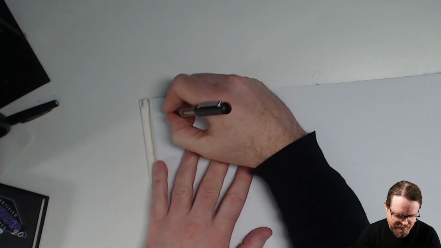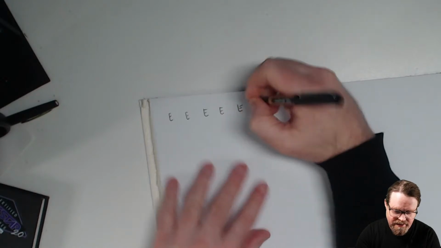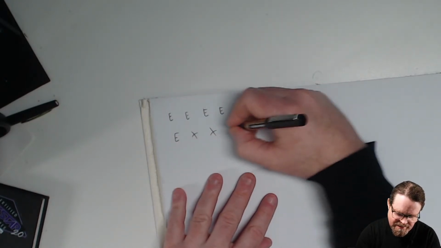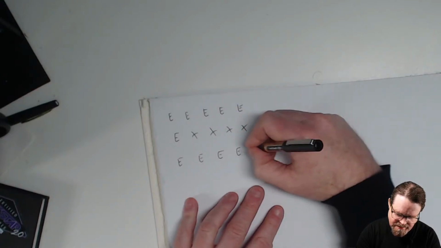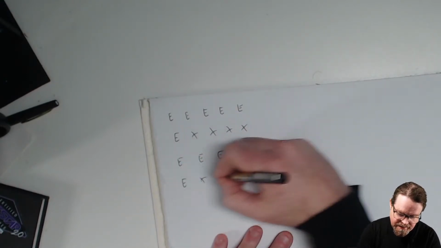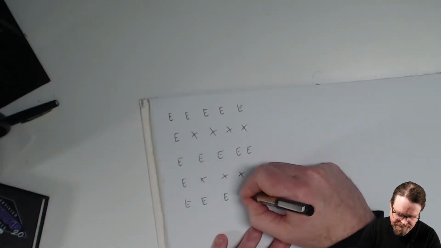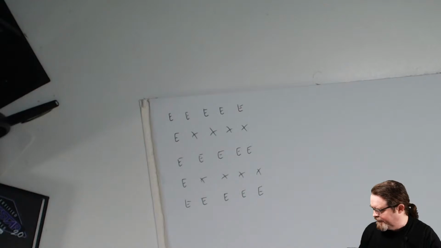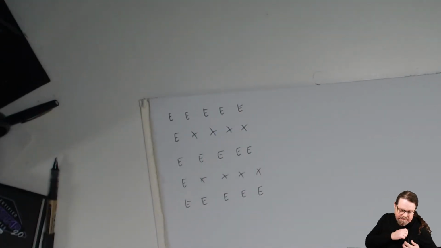All right, now this is my thinking. So we got this region here. So we got E, E, E, E, E, E, X, X, X, X, E, E, E, E, E, E, X, X, X, X, and E, E, E, E, E. And so the theory is, let me just grab a colored marker.